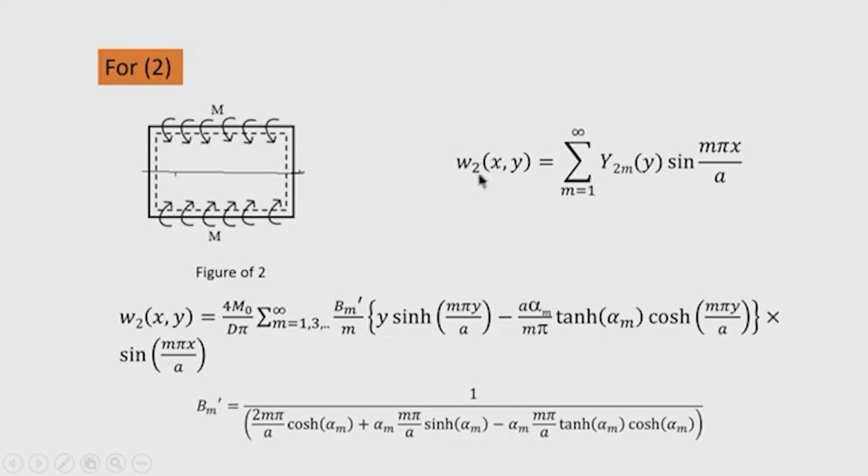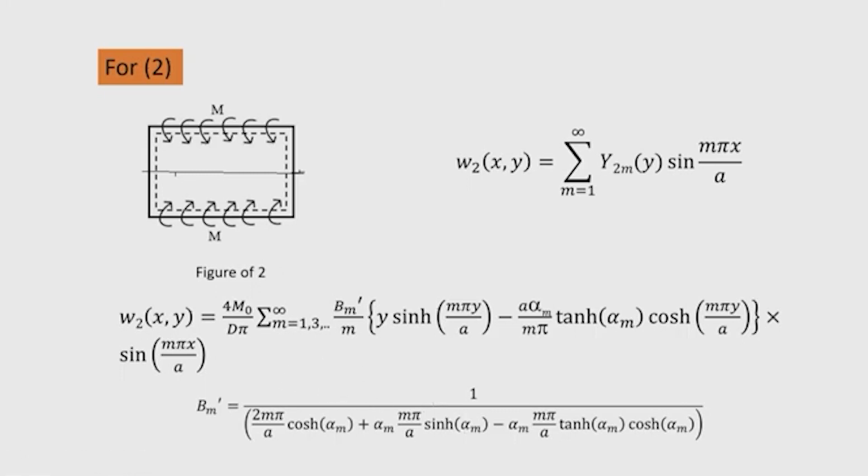Okay. So, for the second condition, that is the edge moment applied condition, we call the deflected series W2. So, W2 is now obtained as Y2 of y times sin(m pi x by a), and W(x,y) that just now we have obtained in terms of m naught, and the coefficients b dash m etcetera are all mentioned in the earlier slides. So, this W2 is written as this.